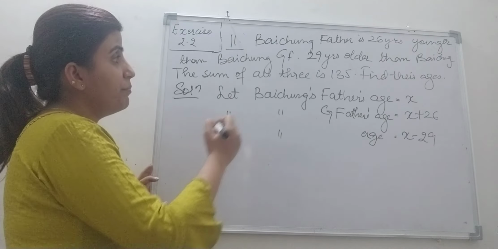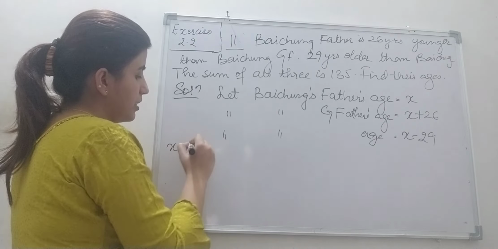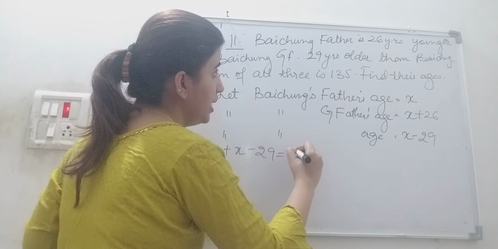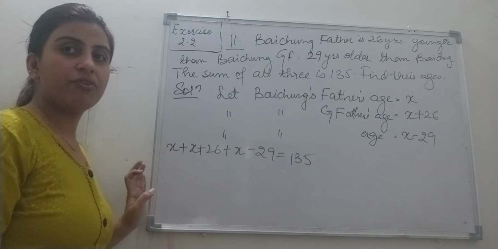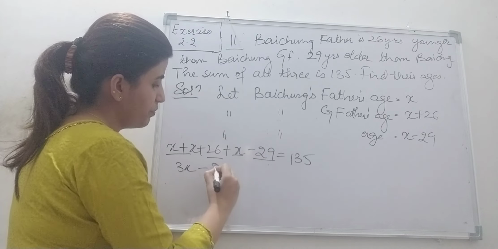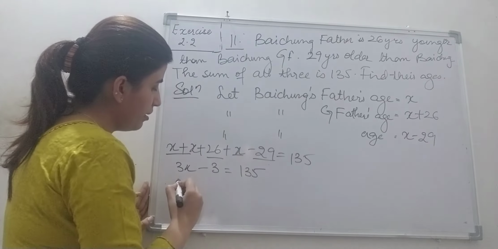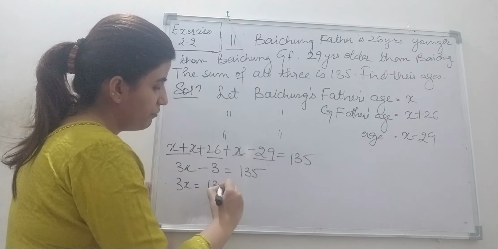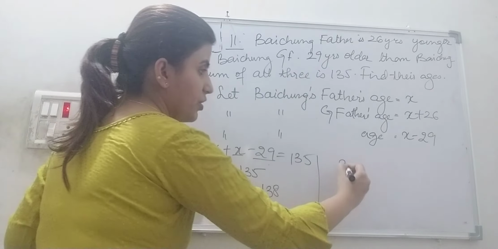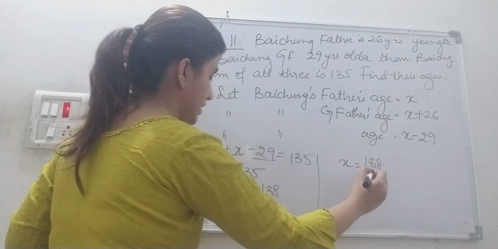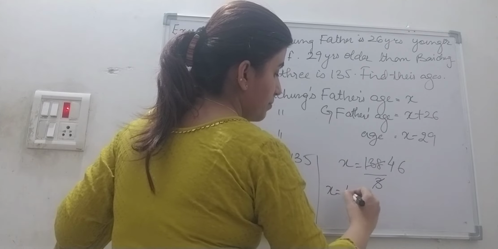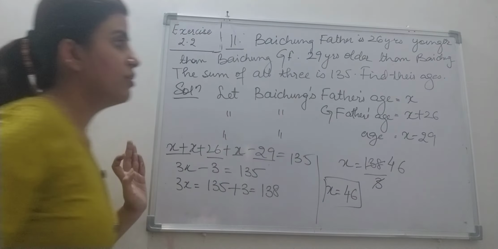Their sum is 135. That means x plus x plus 26 plus x minus 29 gives me 135. Now add the variables, it makes 3x. Subtract the numbers, it makes minus 3. 3x minus 3 equals 135, so 3x equals 135 plus 3, it makes 138. Now x equals 138 upon 3, it makes 46. That means father's age is 46.